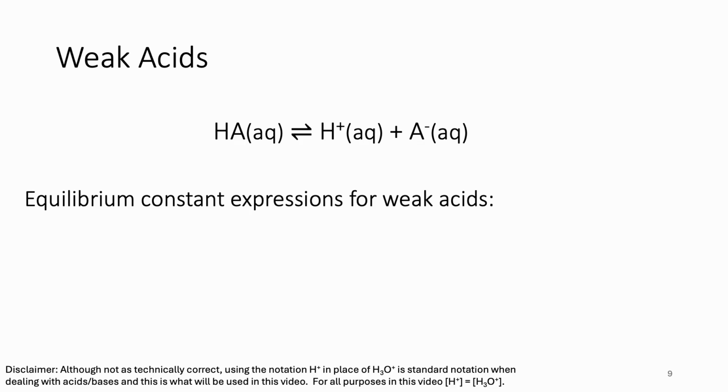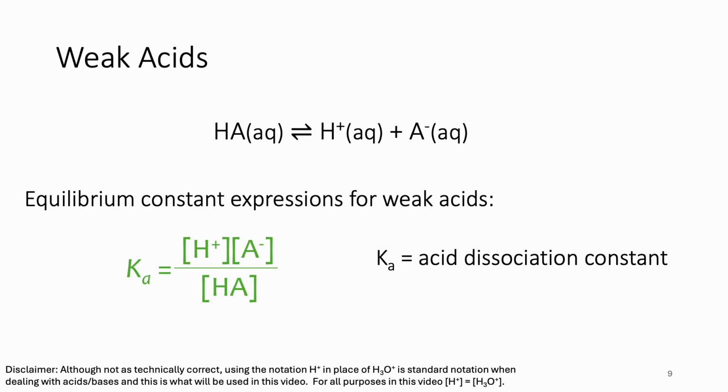Taking this general reaction for our weak acids in solution, we can write an equilibrium constant expression for this reaction. Our equilibrium constant expression is going to be written the same way that we write all of our equilibrium constant expressions, with the concentration of products over the concentration of reactants, all raised to the power of their stoichiometric coefficients. In this case, the stoichiometric coefficients are all 1 to 1, and all of our reactants and products are aqueous, so they are all going to be included in this equilibrium constant expression.